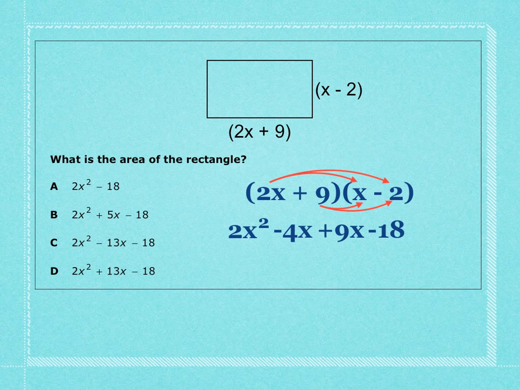Now I do need to combine my like terms. In the middle I have a negative 4x plus 9x, which is going to give me a positive 5x. So my answer here is B, 2x squared plus 5x minus 18.